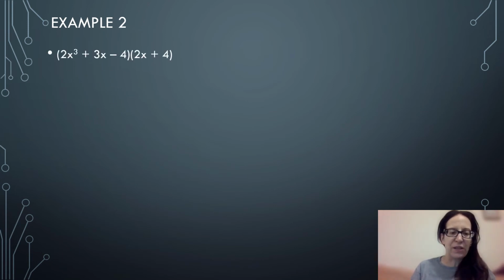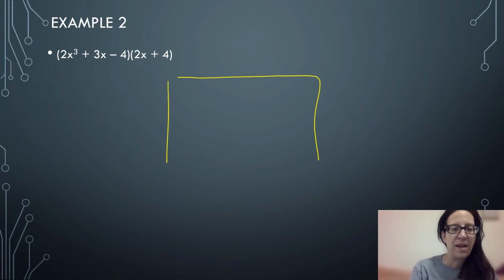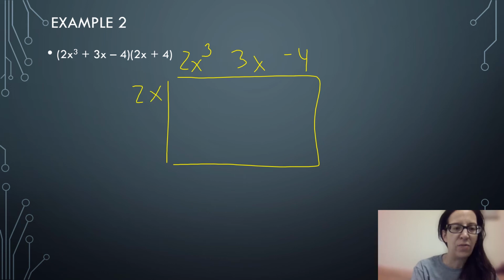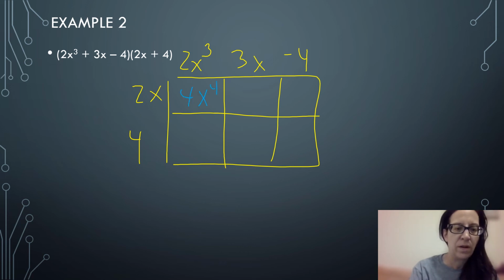So we're going to do this one, and I'm going to go ahead and set up my area model. I have 2x to the third, 3x, and negative 4, and then 2x and 4. And let's go ahead and multiply these through. So 2x to the third times 2x would be 4x to the fourth. 2x times 3x is 6x squared. And 2x times negative 4 is negative 8x.